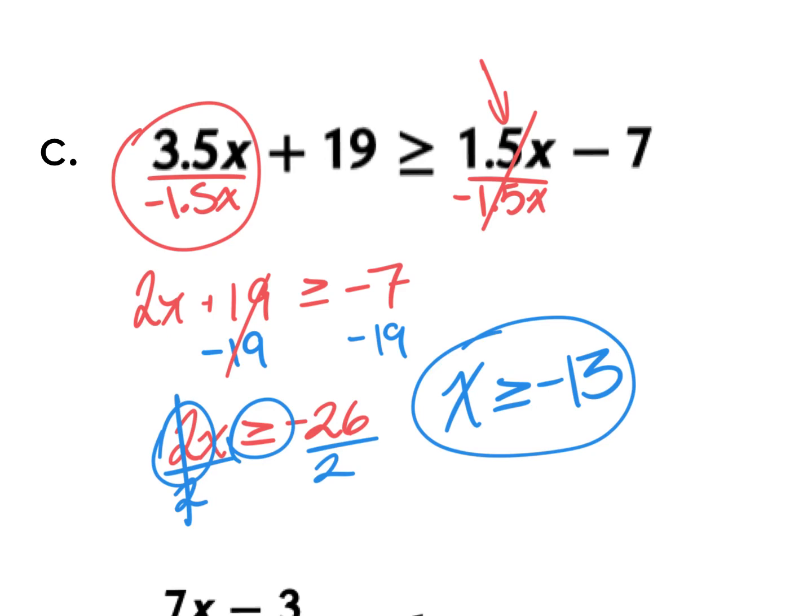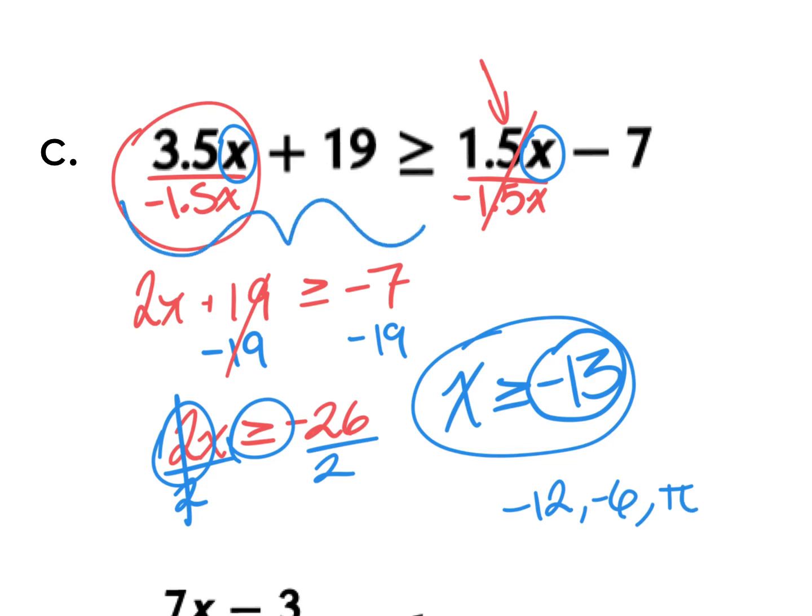And what this means is if I were to plug in the exact number -13 in both places that I see my variable x, okay, it's going to make both sides equal to each other. Now, if I chose a number greater than -13, if I chose -12, -6, pi, whatever I chose, it would make my left side greater than my right side.